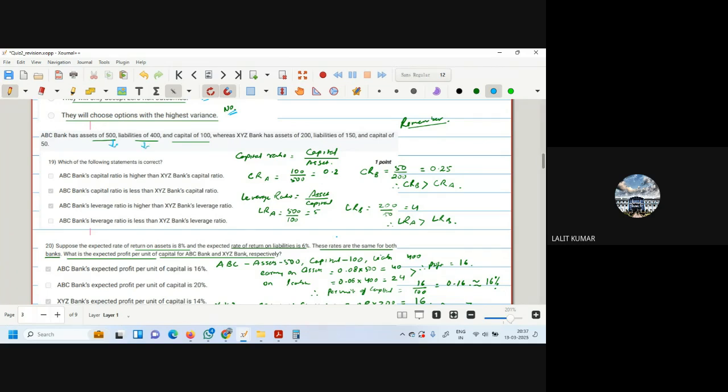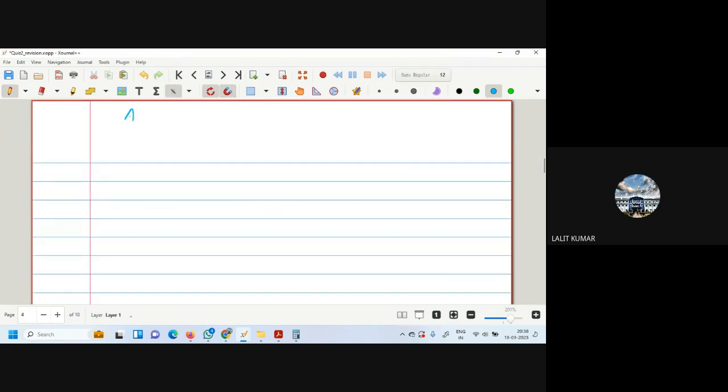Next question, ABC Bank has assets, liability, and capital. So here the concept is banks have got assets, they have got liabilities, and they have got capital. So first is your capital ratio. Capital ratio, or CR, is equal to capital by assets, and the leverage ratio, how much leverage they have got, LR, is the opposite of that, A by C.